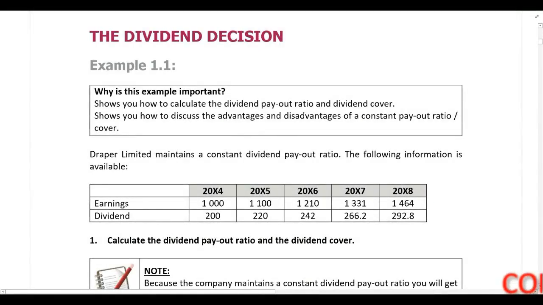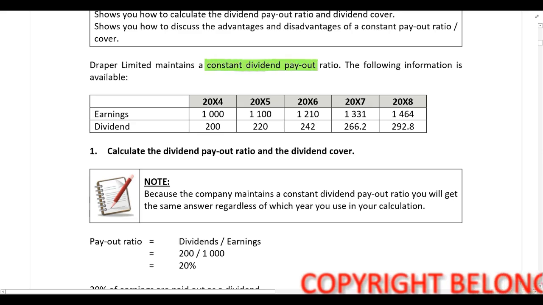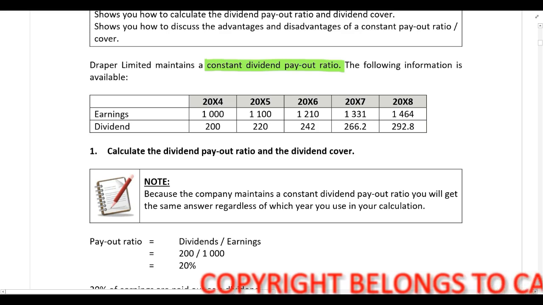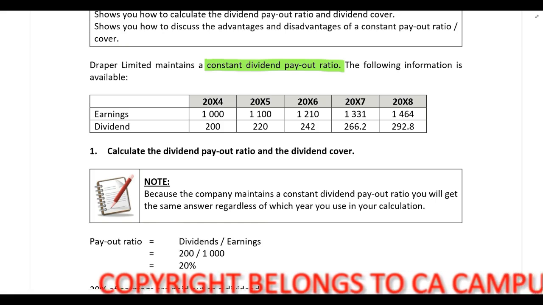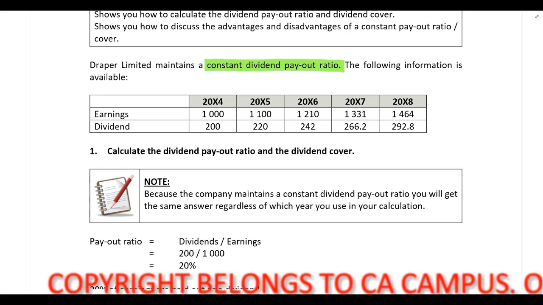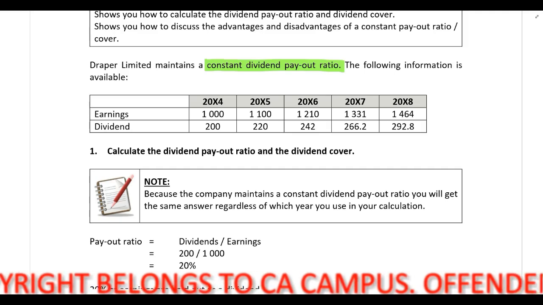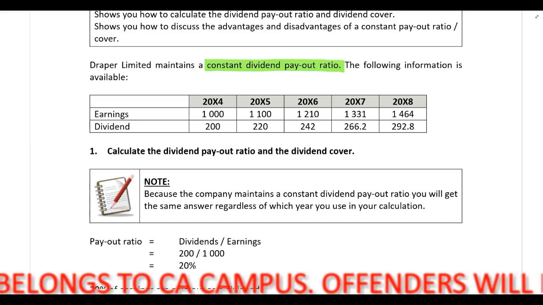Let's work through lecture example 1.1. In this example, you've been told that Draper Limited maintains a constant dividend payout ratio. So they are paying out the same percentage of earnings as a dividend each year. The following information is available. You've been given their earnings and also the dividend for the 20x4, 20x5, 20x6, 20x7, and also the 20x8 year.